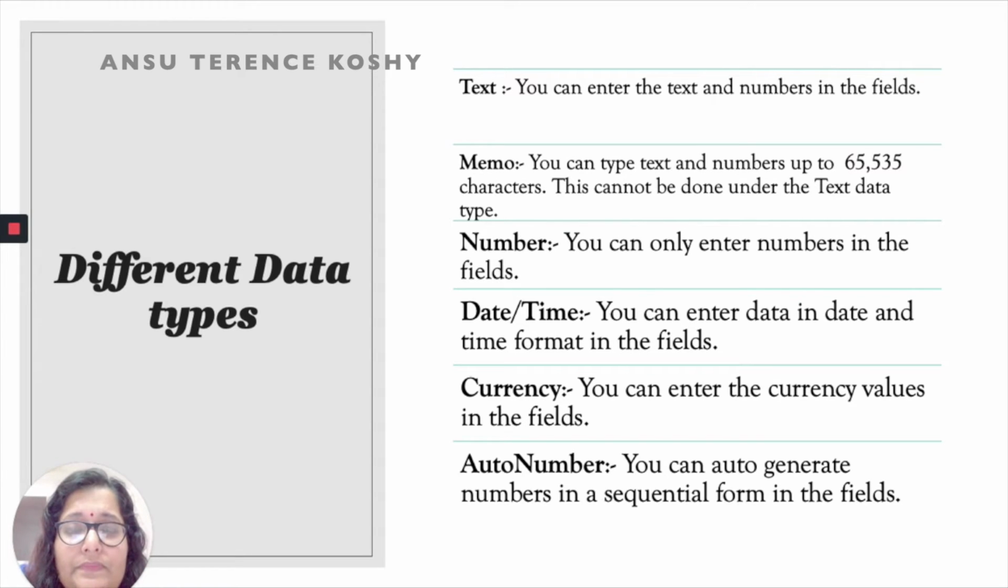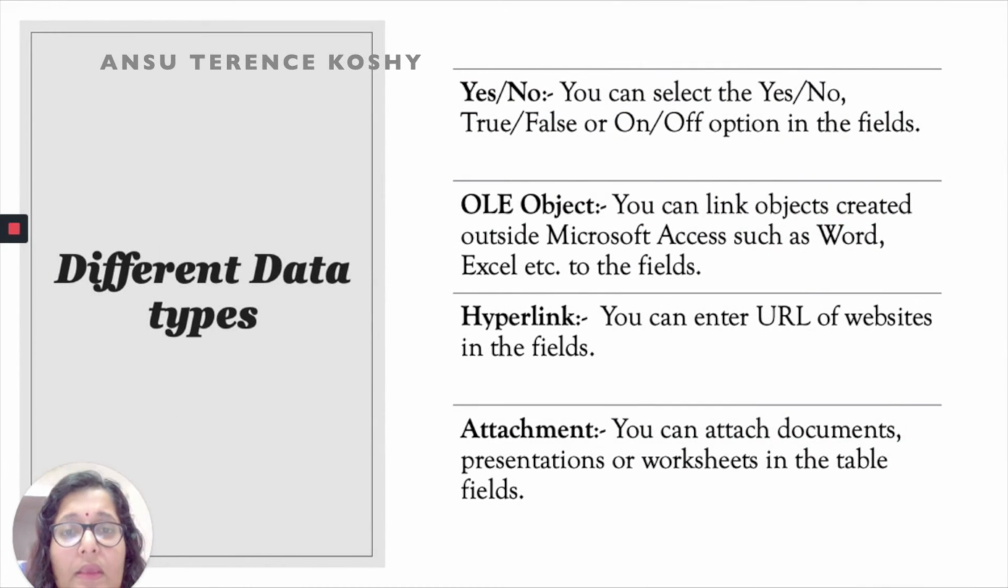Auto numbers. You can auto generate numbers in a sequential form in the fields. You can generate numbers automatically one after another in the auto number data type. Yes, no. You can select the yes, no, true, false or on, off option in the fields. For example, you are taking a tally of the fees paid in a class. If it is paid, you want it as on or yes, and if it is not paid, you want to put it as no or off, then this is what you need to use.